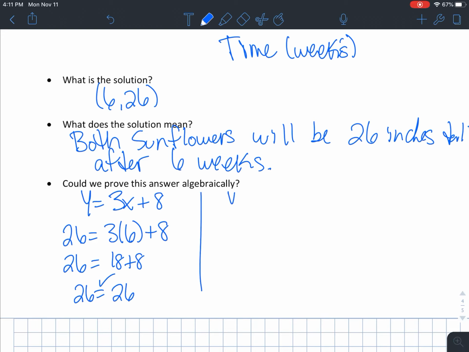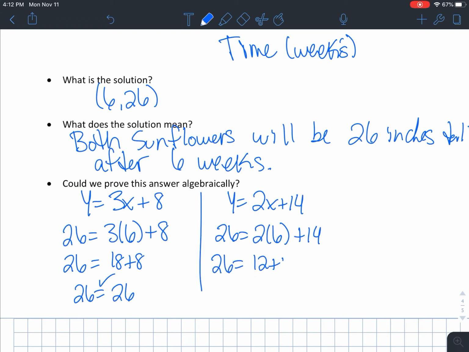If I do the same thing with y equals 2x plus 14, which is my equation for sunflower B, 26 equals 2 times 6 plus 14. 26 equals 12 plus 14, and 26 equals 26, which it does, so it is.